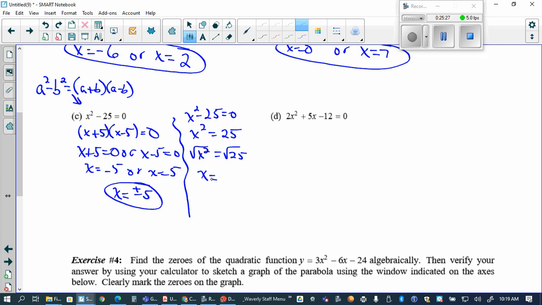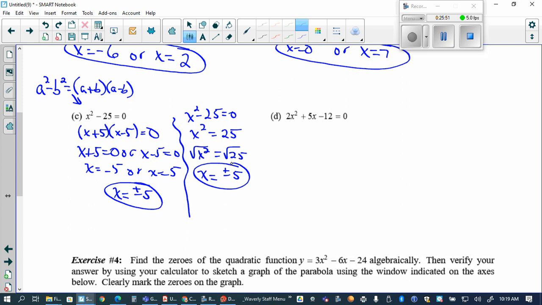Okay, so x equals plus or minus 5. Two answers, right? You understand when I write it that way, it's two answers, two solutions. The only reason we could do this one this way is because it doesn't have what in it? An x to the first term. Okay, all right. On to D.